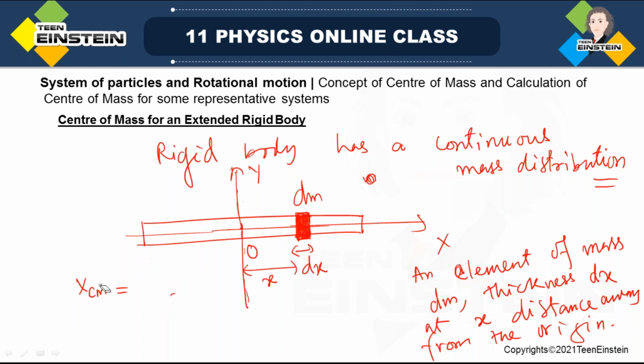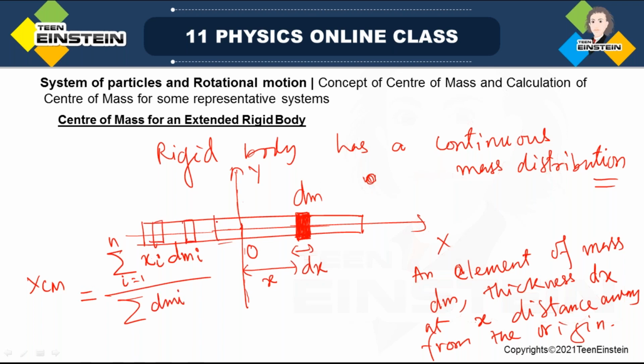I'll write it in a bigger font so that you can see it better. xcm is the summation over i from 1 to n of xi, the distance away, times the elemental mass dmi. For element dmi, I have taken its coordinate from the origin as xi, divided by the summation over delta mi. I can take many such elements of similar thickness and similar mass, n of them, and if you add all of them, you get the whole bar itself. So this summation over mass will be the whole mass of the bar.